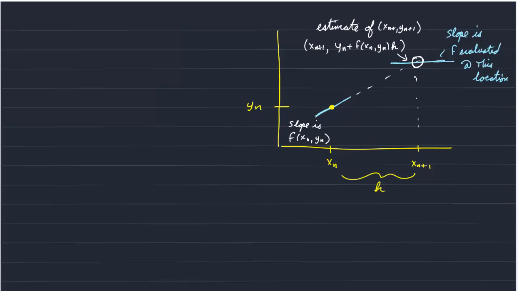And then we're going to take the mean of the slope at the starting point and the slope at our estimated endpoint, and then project along that trajectory. So if our slope at our endpoint looks something like this, it's almost horizontal the way I've sketched it.